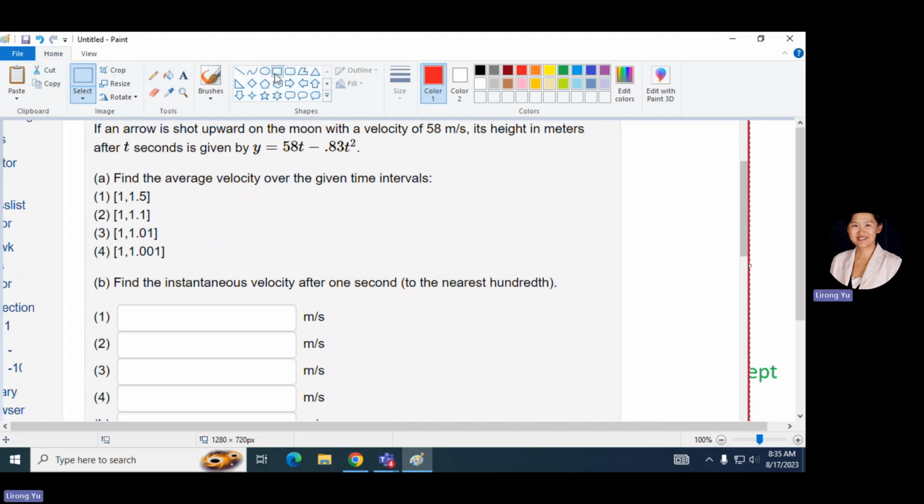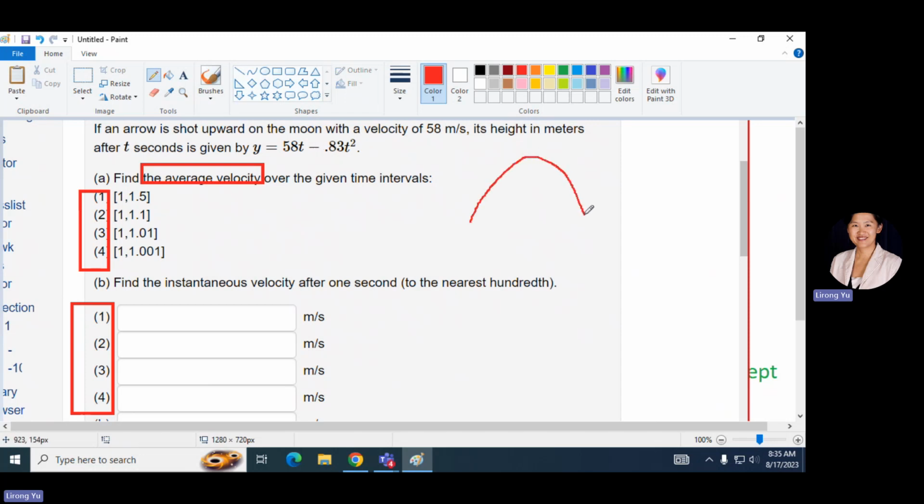All right, so let's start with this 1 to 4. The average velocity, it's really the slope that we're calculating. So we're trying to calculate the slope of this function from a point to a second point. Let's start with the first question. Visually, it's kind of like this motion.